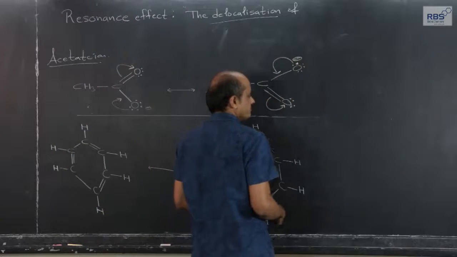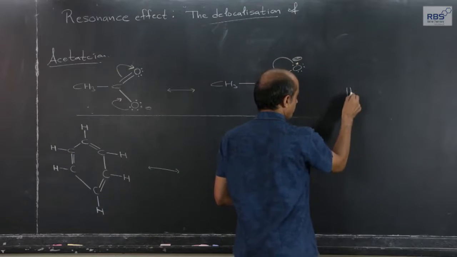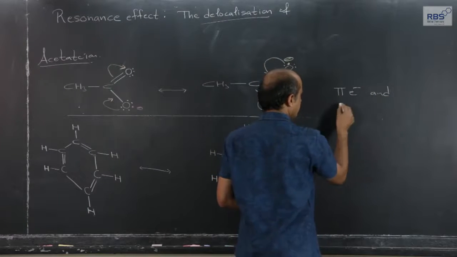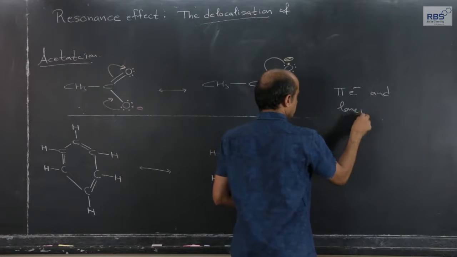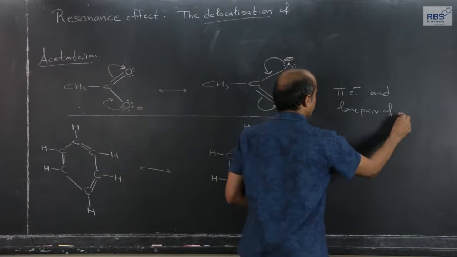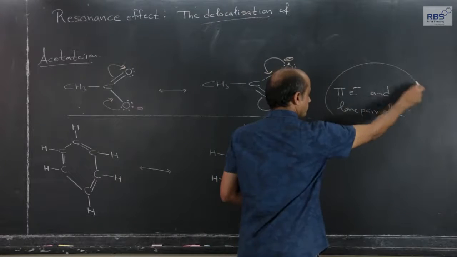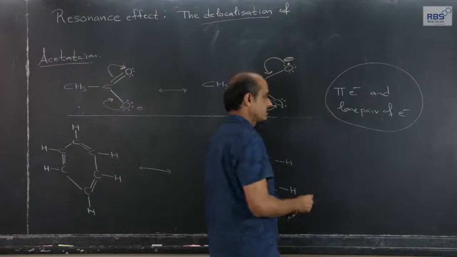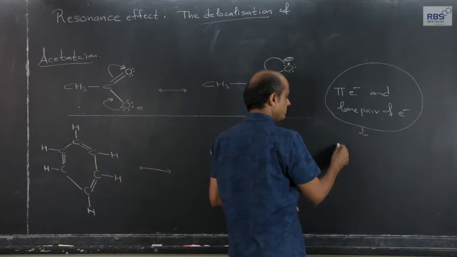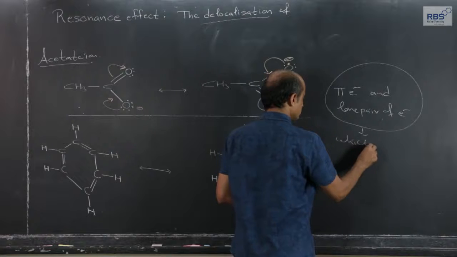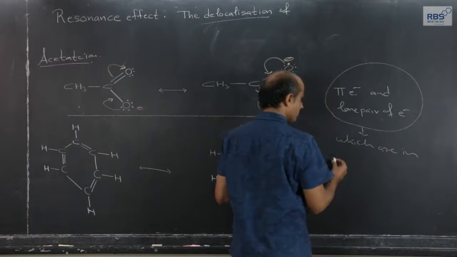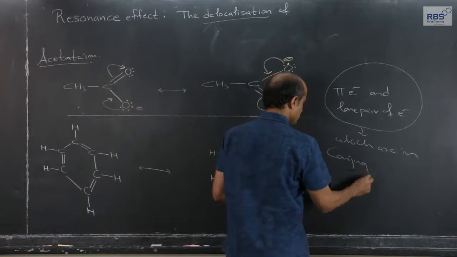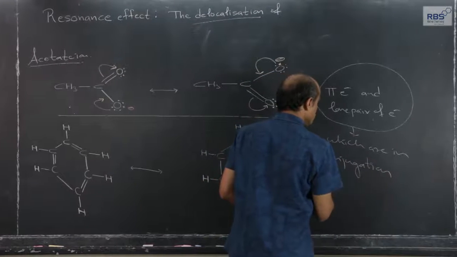by delocalization of pi electrons and lone pair of electrons, delocalization of pi and lone pair of electrons, which are in what we call conjugation.